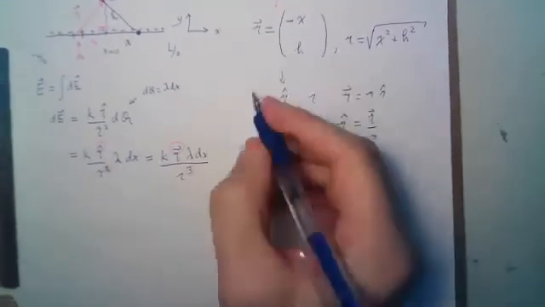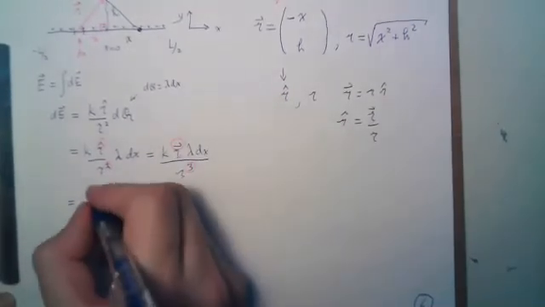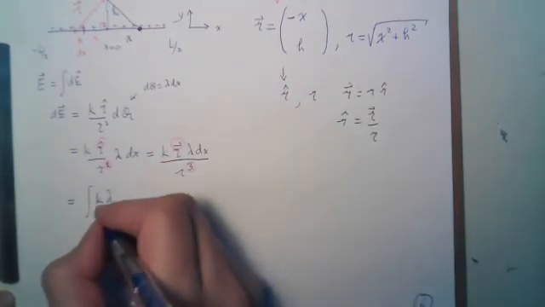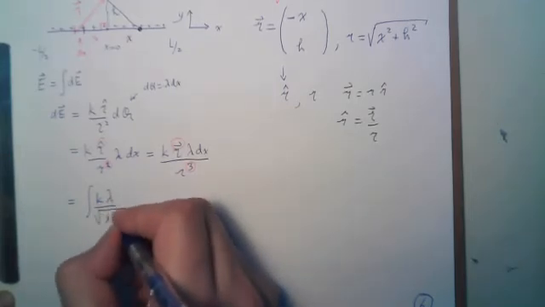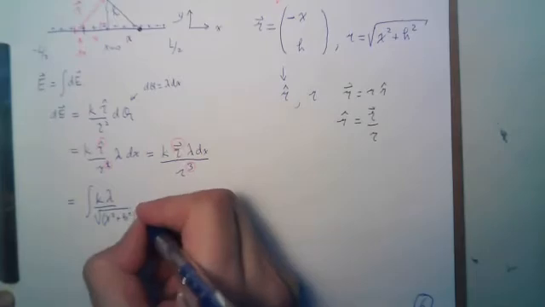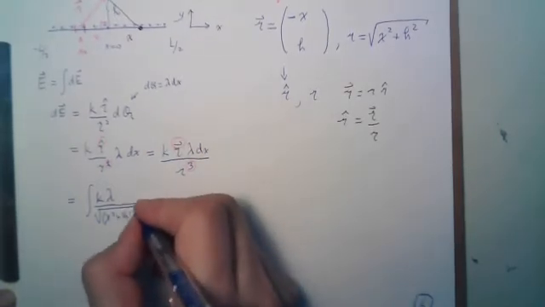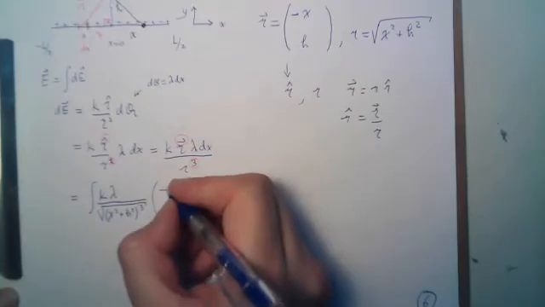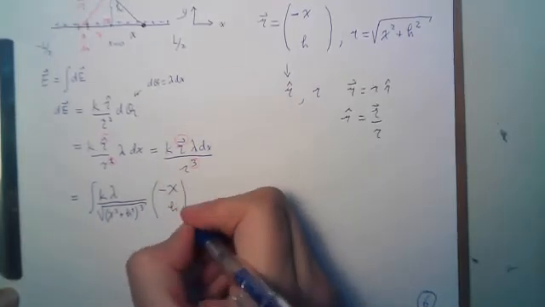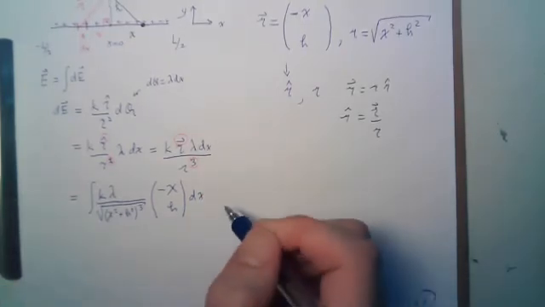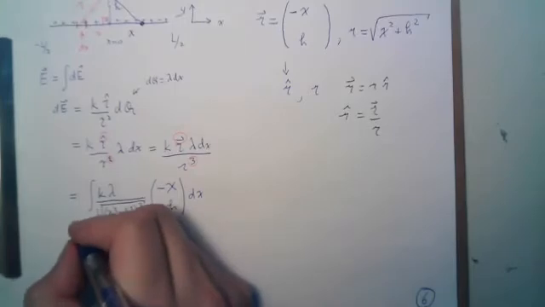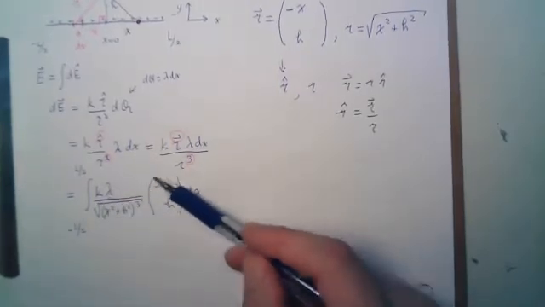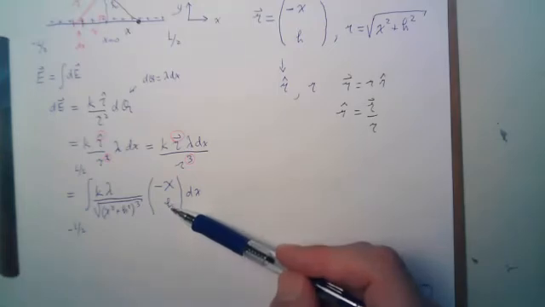And now the R vector, we're going to use these. So we have the integral K lambda R vector over R cubed. Now, first I'm going to write down the R cubed. So X squared plus H squared to the power of three halves. I'm reversing my order of the powers, but that's perfectly okay. Now I've got to write that R vector. So R vector is minus X, H. Finally, we're still integrating over X, so there's your dx. So that's the electric field. We integrate from minus L over 2 to L over 2, from left to right. And if we just execute this integral, we'll get our answer.